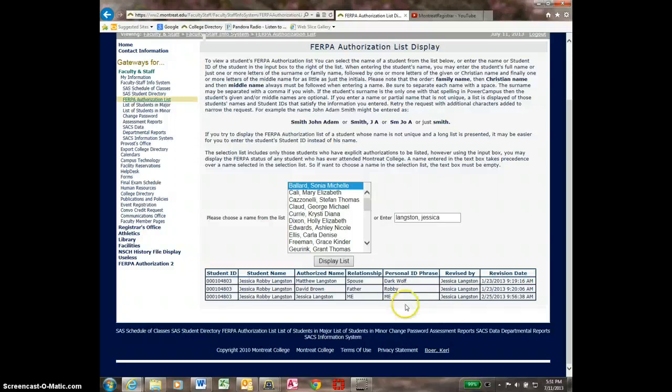She's also put herself, which may seem strange, except that in the phone situation again, how do we know that Jessica is who she says she is? So she's created a personal identification phrase for herself as well. We are encouraging all students to do this. What can be difficult for them is if they call and we don't know who they are, we need them to go through this process prior to us giving information to them over the phone.